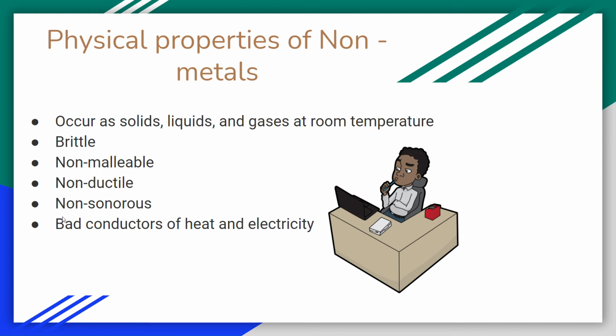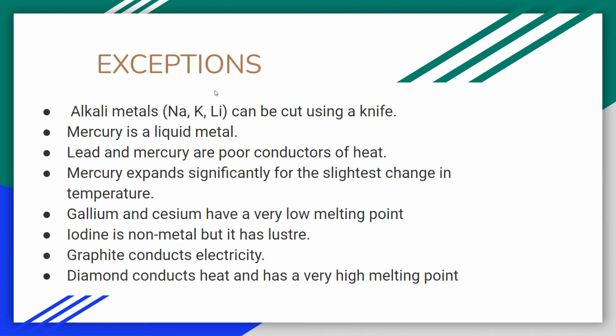They are bad conductors of heat and electricity. But there are some exceptions. Let us discuss them one by one. Alkali metals like sodium, potassium, and lithium can be cut using a knife. They are very soft, that they can be cut using a knife. So this is an exception.